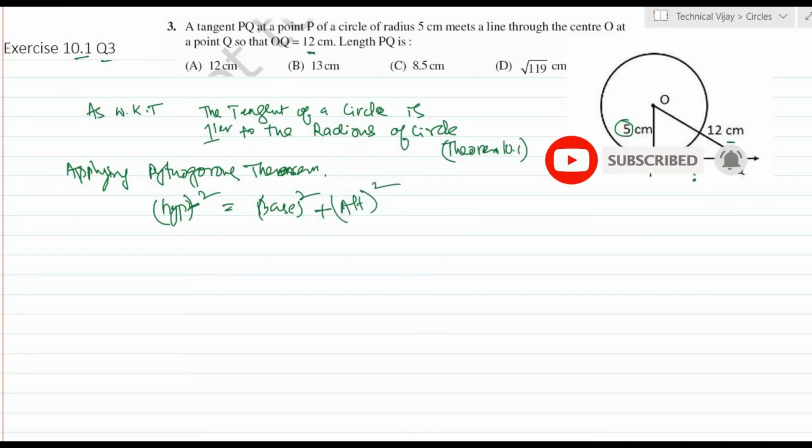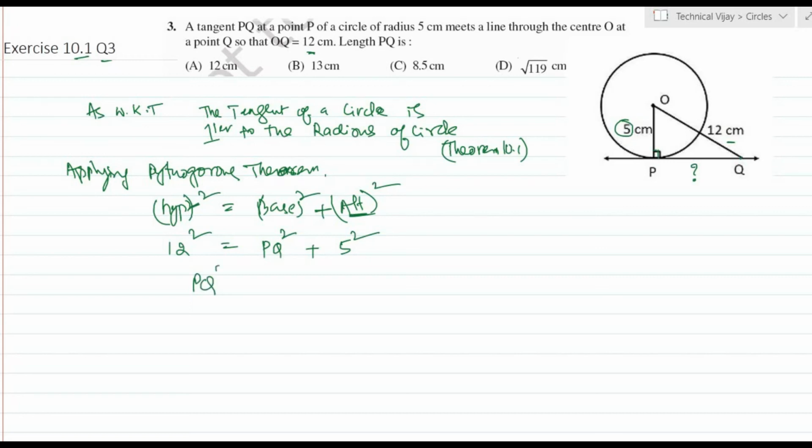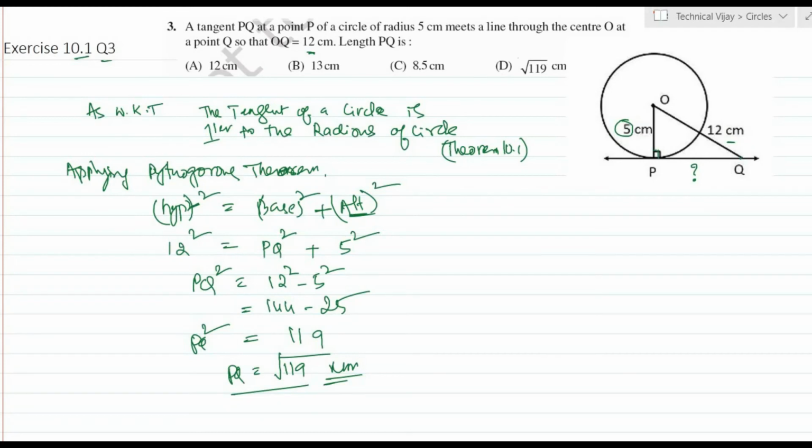Here the hypotenuse is given, that is 12 square, is equal to the base, which we have to calculate, that is PQ square, plus altitude OP, which is 5 square. Hence PQ square is equal to 12 square minus 5 square. 12 square means 144, 5 square means 25. So 144 minus 25 is 119. So PQ square is equal to 119, so PQ is equal to square root of 119 centimeters. So here the answer will be option D.